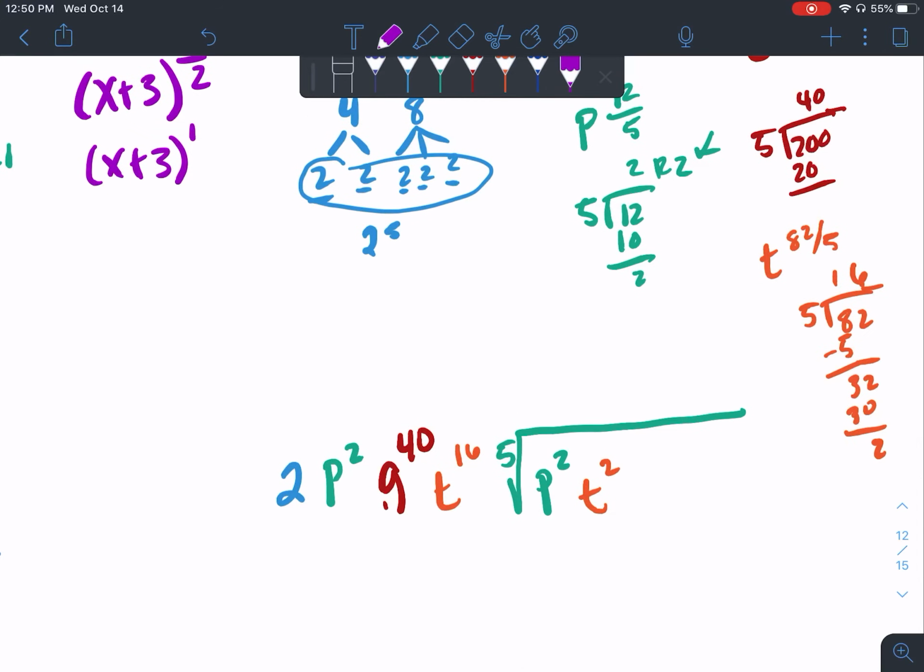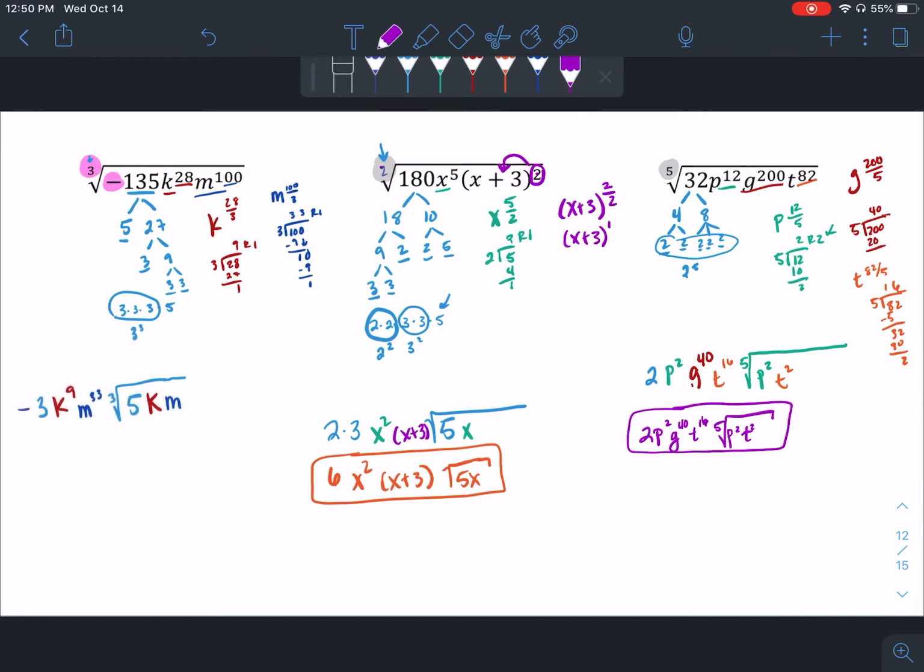Final answer, 2 p squared, g to the 40th, t to the 16th, the 5th root of p squared, t squared.